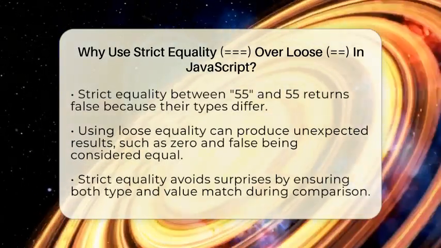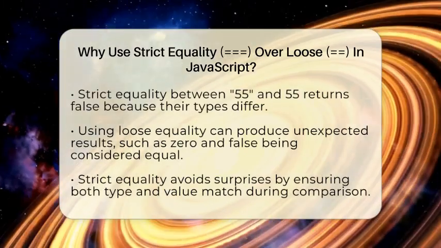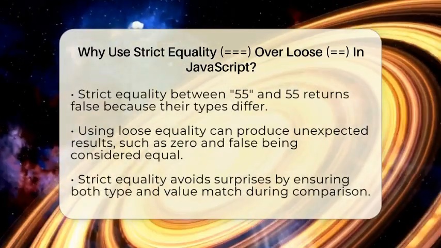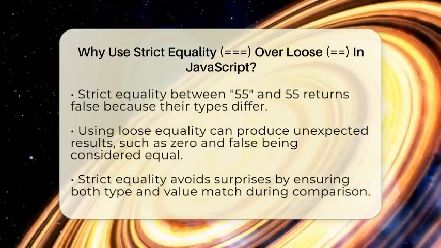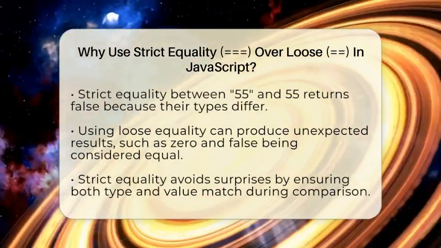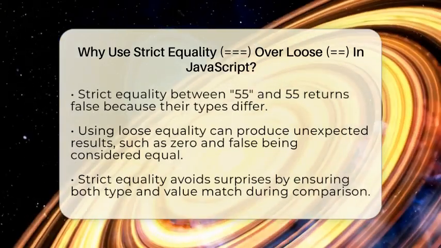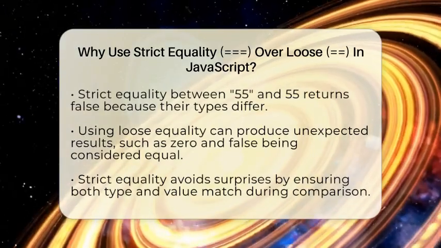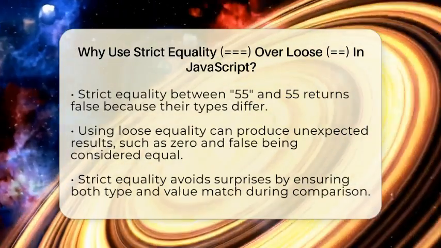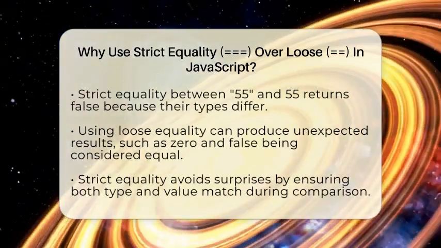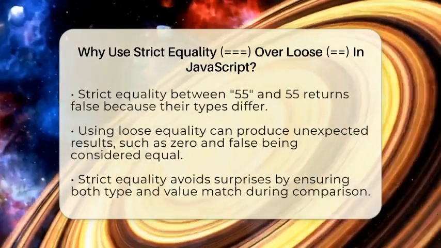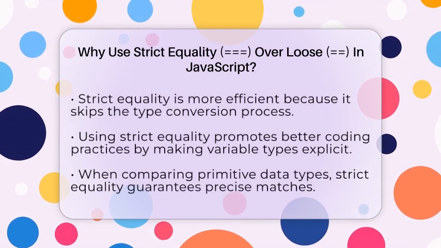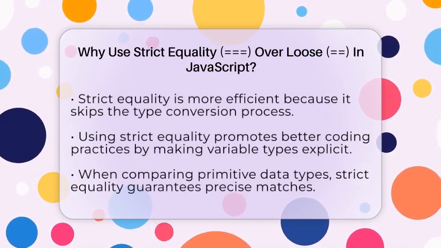It might seem simple, but this difference is very important. When you use strict equality, you know exactly what you are comparing. There are no surprises. Using loose equality can cause unexpected results. For example, comparing 0 with false using loose equality returns true. That's because JavaScript converts false to 0 before comparing. But with strict equality, 0 and false are different types and the comparison returns false. This can make your code more predictable and easier to understand.